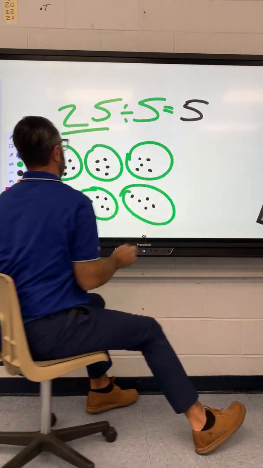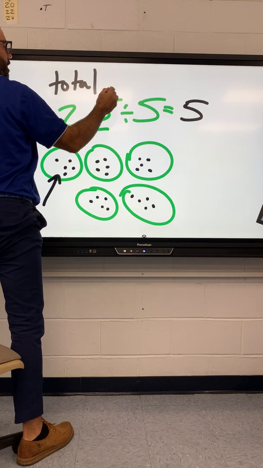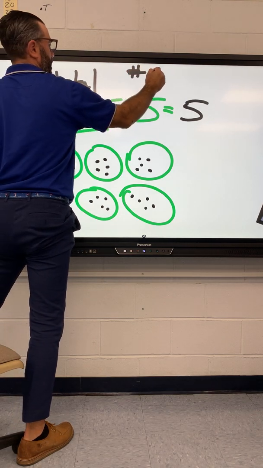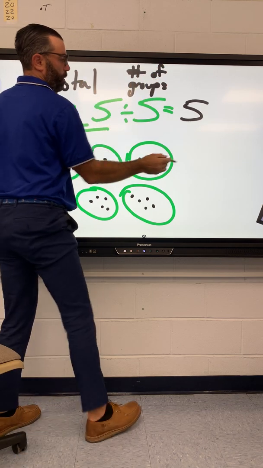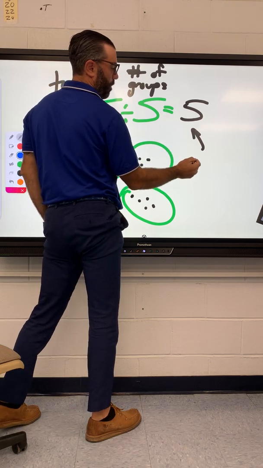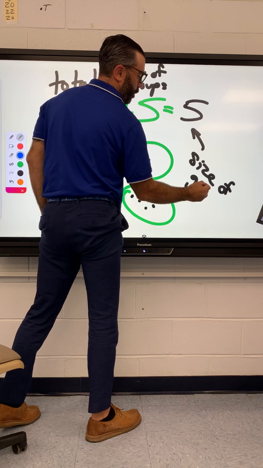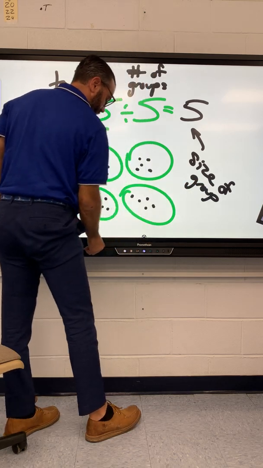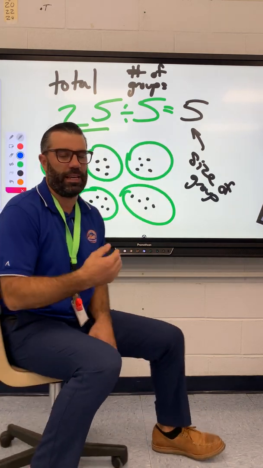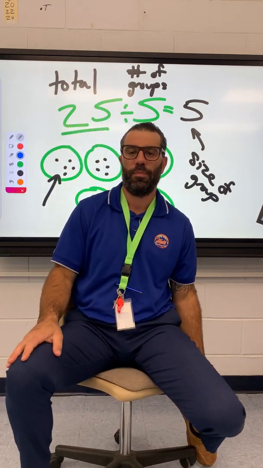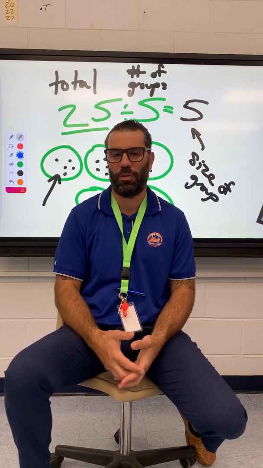Okay? So just understand, this is the total. This is the number of groups. And this is what we call the size of the group, or how many in each group. So if you're thinking about you and your friends splitting up some lollipops, the big number would be the total. The second number would be how many people are splitting them. And your answer would be how many lollipops each person gets, okay?